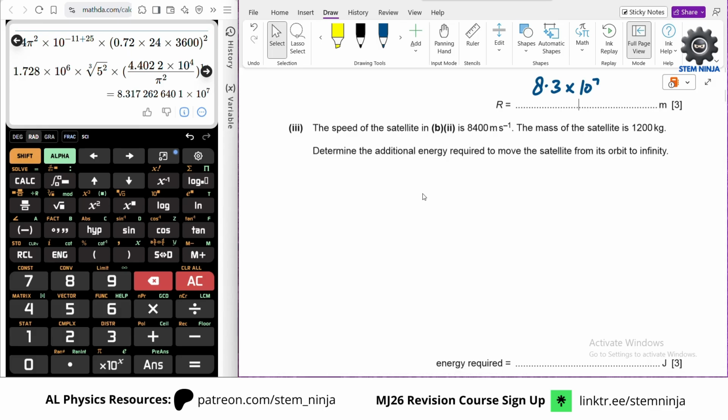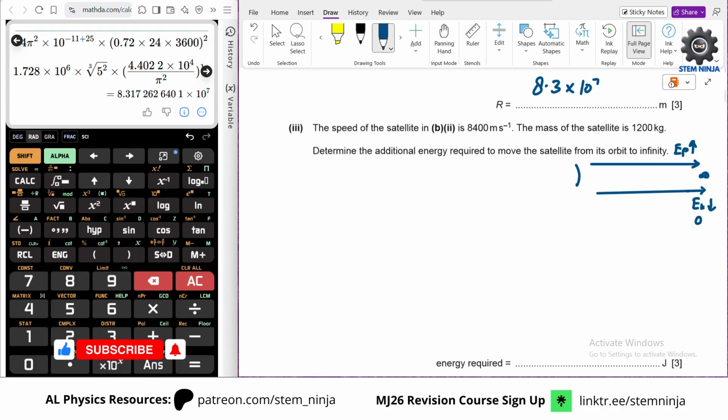Okay. The speed of the satellite in B2 is 8400 meters per second. The mass of the satellite is 1200 kg. Determine the additional energy required to move the satellite from its orbit to infinity. Now, although it is clear that there is a gain in potential energy from the orbit to infinity, EP is rising, and EK is decreasing to 0 over here. EP is also 0, but potential is actually growing to 0 over here.